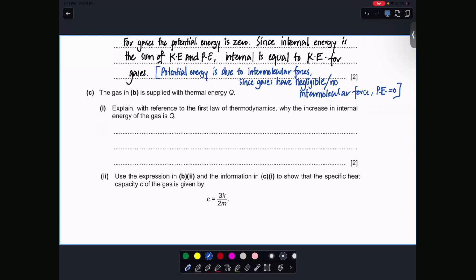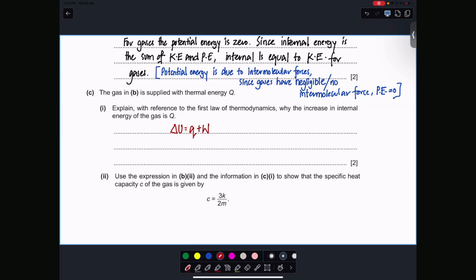C. A gas in a container is supplied with thermal energy Q. With reference to the first law of thermodynamics, why is the increase in internal energy of the gas Q? So first, let's try to break down the equation here. What's your del Q going to be? Del U is equal to del Q plus W, because work is done on the gas, so we can directly write that.